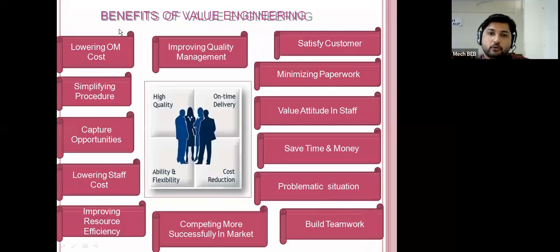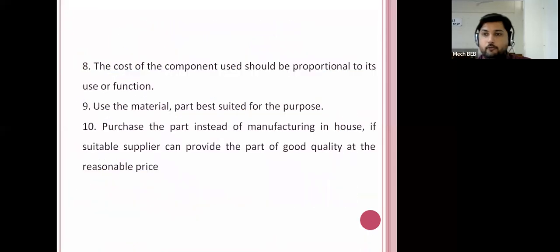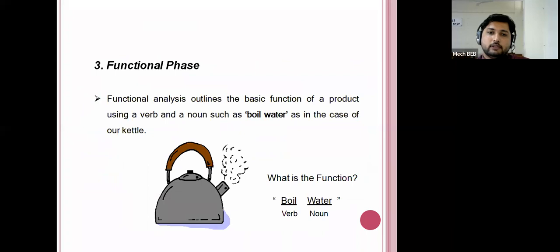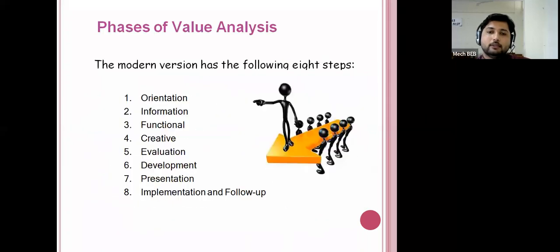I hope you understood. Okay, first of all, everyone needs to understand what is meant by value. Value is not only related to the cost, it is related to the functionality of the product with respect to the cost of the product. Okay, and there is some procedure. Then the next thing to understand is what is meant by value analysis and value engineering.